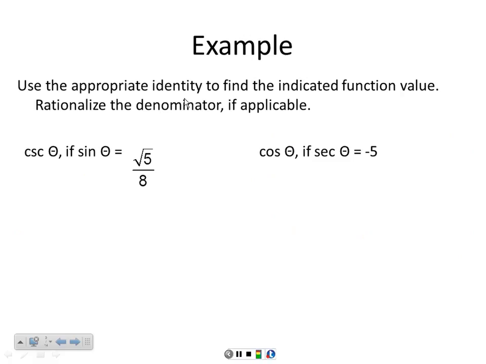Use the appropriate identity to find the indicated function value. Rationalize the denominator if applicable. So, it's asking you to find cosecant theta if sine theta is equal to the square root of 5 over 8. Well, cosecant theta is going to be the reciprocal of that. So basically it's going to be 1 over sine theta, which is 1 over the square root of 5 over 8. And we know that we can flip that and get 8 over the square root of 5, which is going to be 8 square roots of 5 over 5.